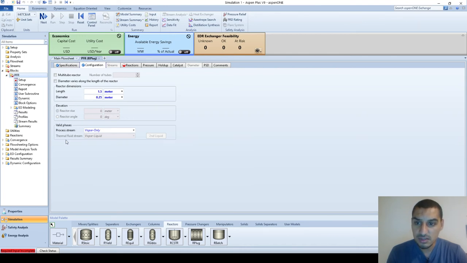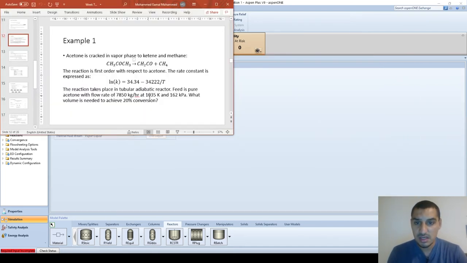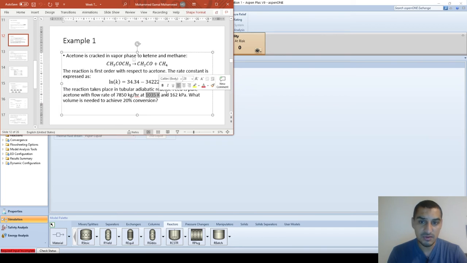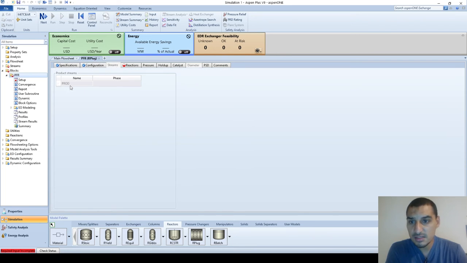This part is talking about the phase. I'm working with vapor phase because I'm working at a very high temperature, 1035 Kelvin, which is high. So I'm going to have all my components in the vapor phase. Now, this tab is for if you have more than one product stream, then you will define the phases in each one of these streams. We have only one product stream, so we will not go through this.